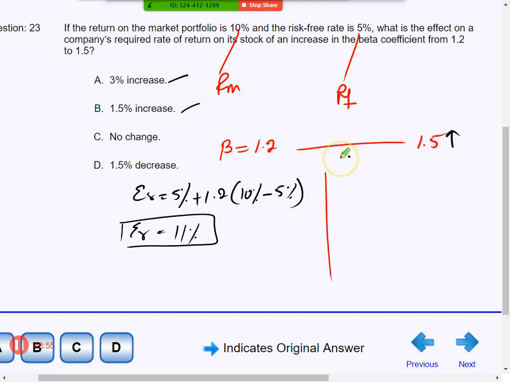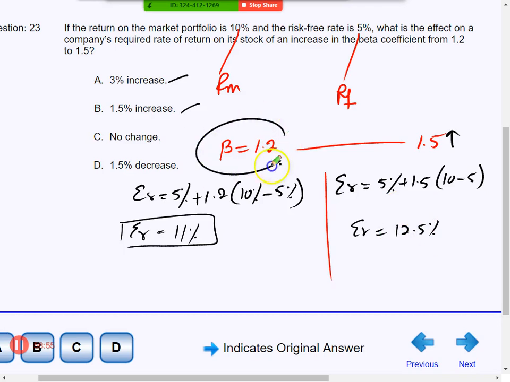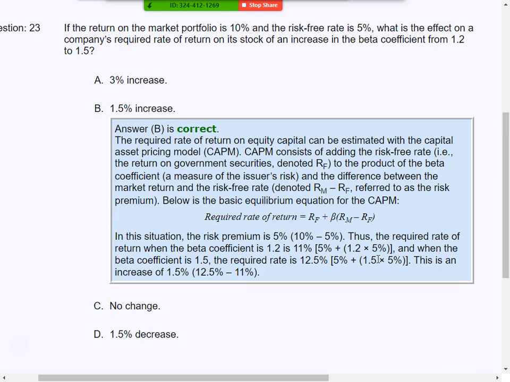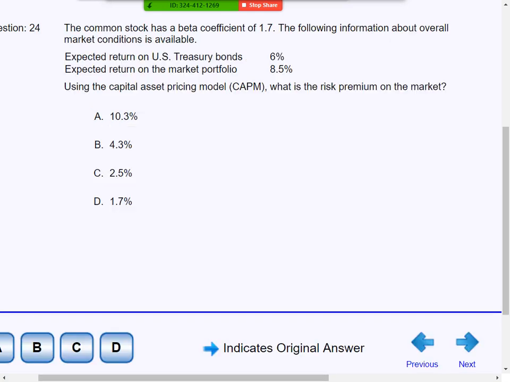Let us be sure by what percentage ER would increase. Simply plug in the new data. Risk-free rate stays the same. Beta has gone up to 1.5. Risk premium is 10 minus 5%. So it's going to be 1.5 times 5 plus 5, which is 12.5. So when the beta goes up from 1.2 to 1.5, expected return goes up from 11 to 12.5, thereby registering an increase of 1.5%, and it perfectly matches option B. B it is. Next. Question 24, 12 more questions to go.